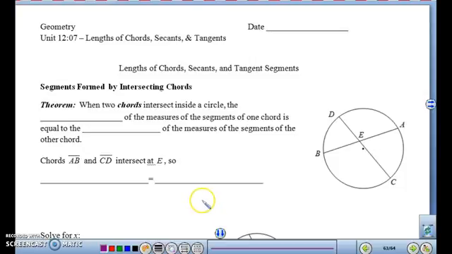The theorem about finding the length of chords is when two chords intersect inside a circle, like this, the product of the measures of the segments of one chord is equal to the product of the measures of the segments of the other chord. Basically, the pieces the chords are split into, you multiply them together and they're equal to each other. Basically, they're in proportion. So that means if these two chords, AB and CD, intersect at E, the product of the AB segments, which would be AE times EB, will equal the product of the other two segments, DE times EC, the product of the pieces of each segment. So that is the theorem for segments formed by intersecting chords.